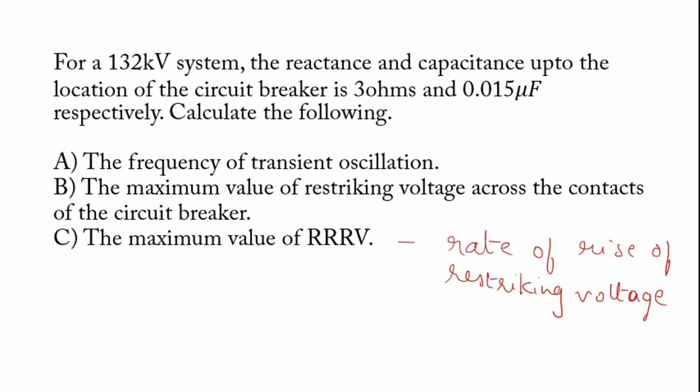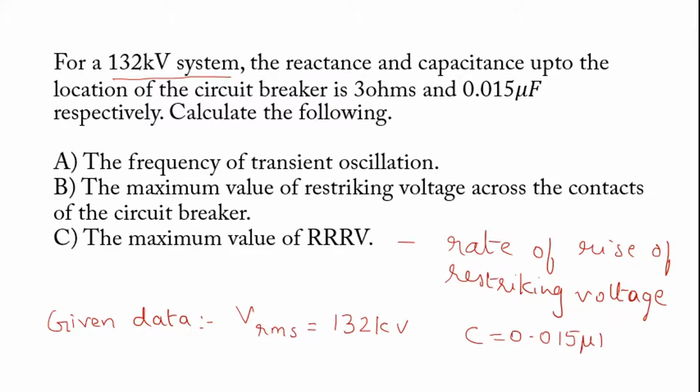Now first, we will write down the parameters specified in the question. The given data is the line value of the voltage, which is 132 kV. So write VRMS is 132 kV, the capacitance is 0.015 microfarad, and the inductive reactance is 3 ohms. With these three parameters, we have to obtain the frequency, restriking voltage and rate of rise of restriking voltage.